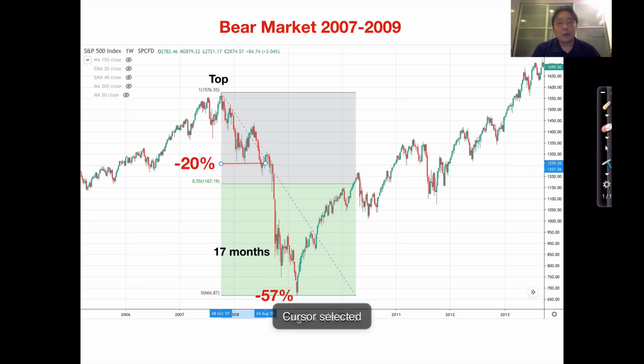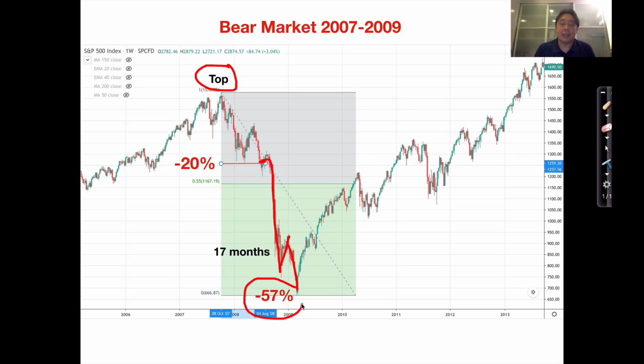Okay. This was the financial crisis where I wrote the book Profit from the Panic, made a very, very nice fortune in this market. Top over there. Again, we entered a bear market here, dropped, recovered, could not reach 55%, made another low. Total was a 57% bear market.